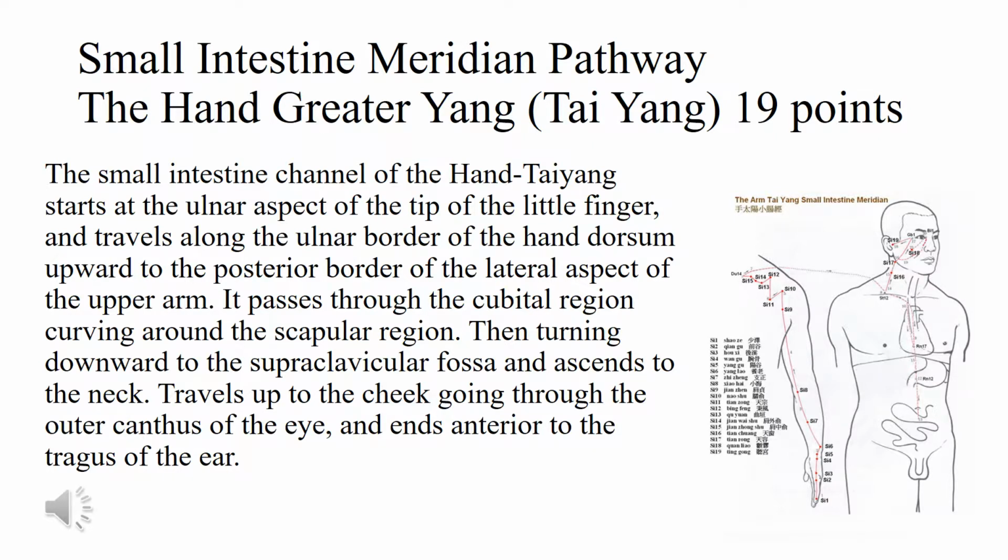2, eh. 3, pretty much the same, except 3 is the master point of the Du. So you could use SI3 to open the Du. Four and five are more a location than anything else.